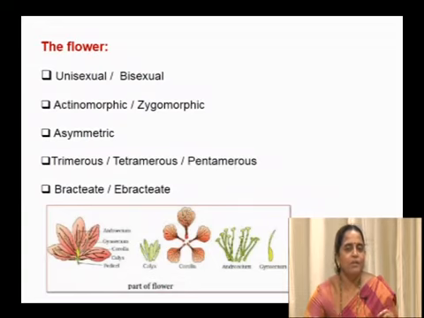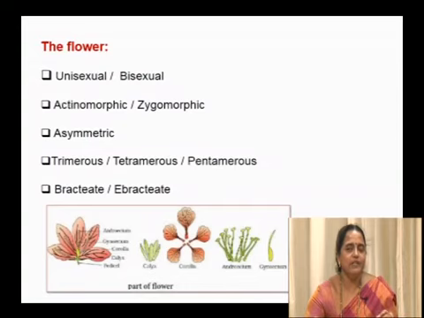Flower is always supported by a stalk known as pedicel. The flower with pedicel is known as pedicellate, and the flower without pedicel is called as sessile. Sometimes below the calyx there are many green outgrowths called as bracteoles. So flowers with bracteoles and flowers without bracteoles.